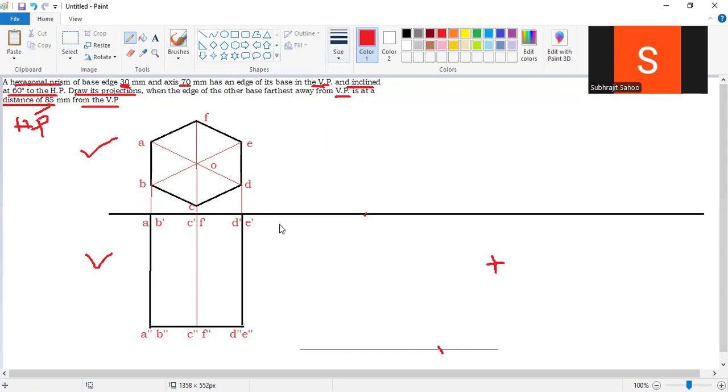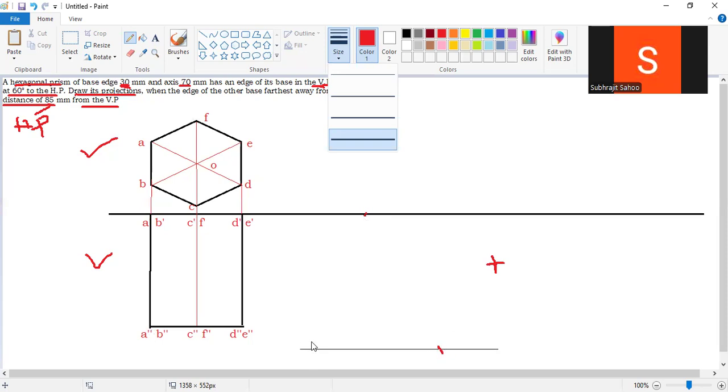What I have to do? Sir, what once again I will tell. Sir, D dash to A double dash measure. First take a point D dash here. Take a suitable distance from this diagram to this diagram. Suitable distance you choose, D dash E dash. Then D dash to A double dash measure by compass and draw the arc here.